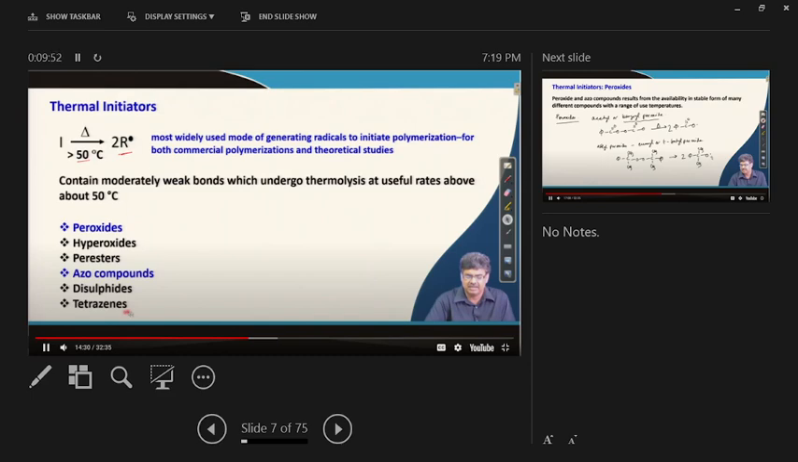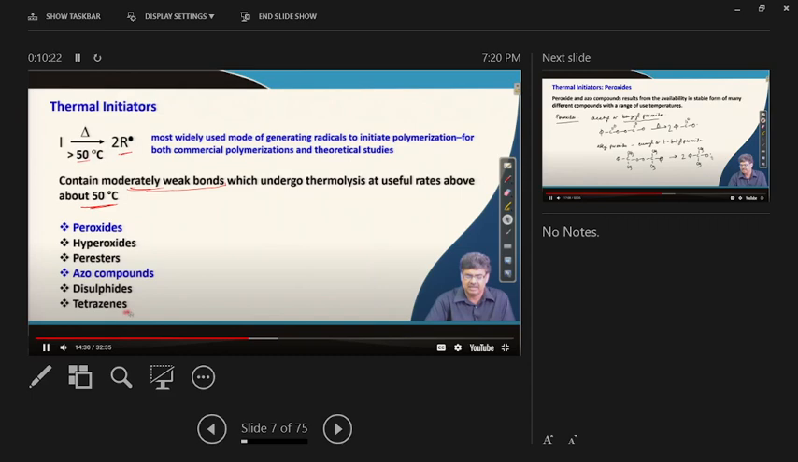So these contain a moderately weak bond which undergoes thermolysis. See, the moderately weak bond: these bonds are not very strong. So if you thermally heat to around 50 degrees centigrade, this bond will break, and you will be able to find radicals.